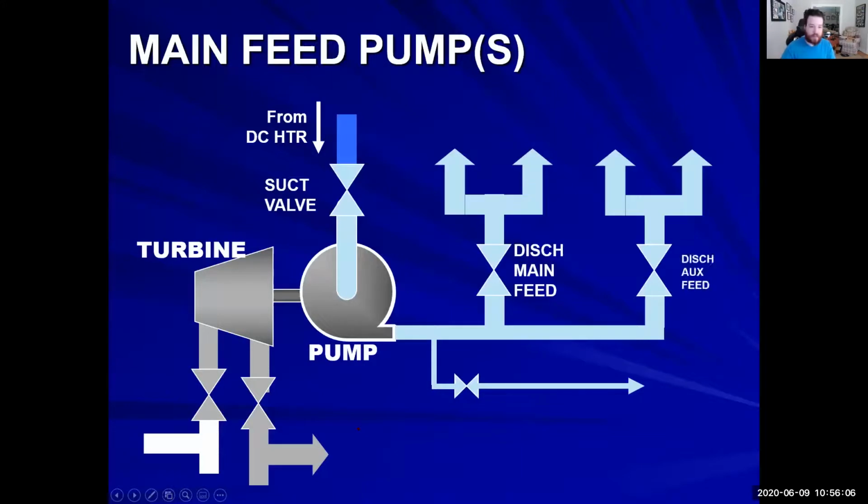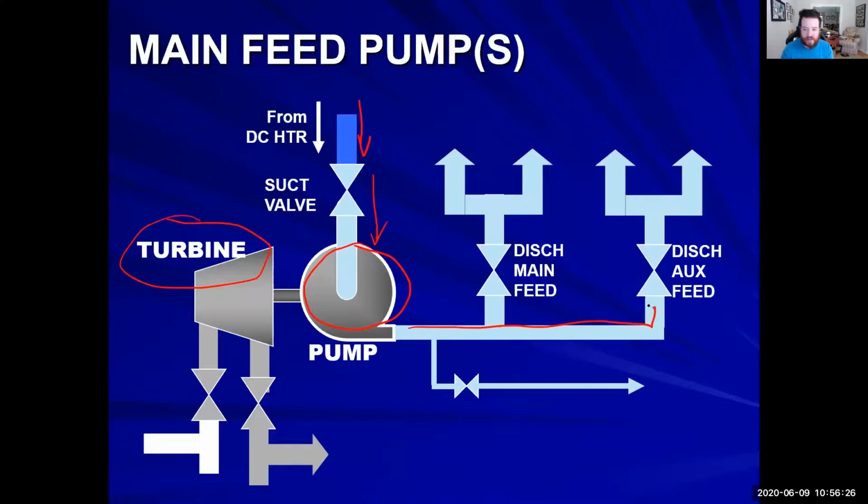All right. So main feed pumps. Main feed pumps are not motor driven. All right. They're turbine driven. So they're going to be driven off of steam. All right. So we have our actual pump. So our DC heater has one feed, got a suction valve. Of course, we have to have a suction valve. We come out of the pump and we have two discharges. We have our main feed and our auxiliary feed discharge. They come out of the same pipe. They will be at the same pressure.